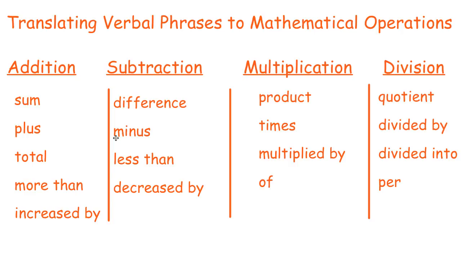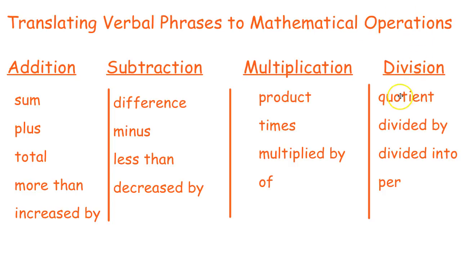Multiplication, product, that is the answer to a multiplication problem. Times, you use that interchangeably with multiply. So 5 times 12, you can say 5 multiplied by 12. Multiplied by, I don't even know why that's on here. It's pretty obvious, but that's multiplication. Of, this one might not be as obvious. You use this a lot with fractions. So if I said 1/4 of 24, that's 1/4 times 24. So of, you hear that a lot with fractions.